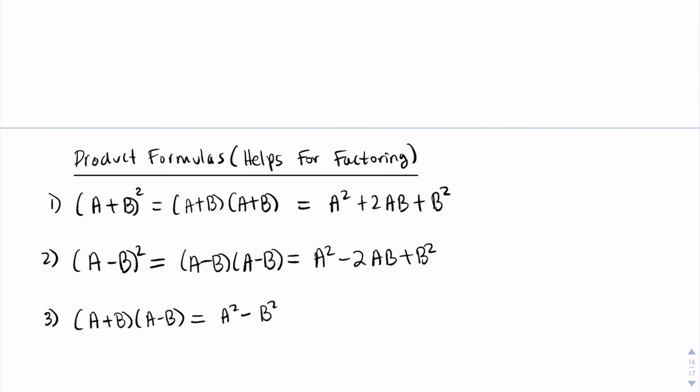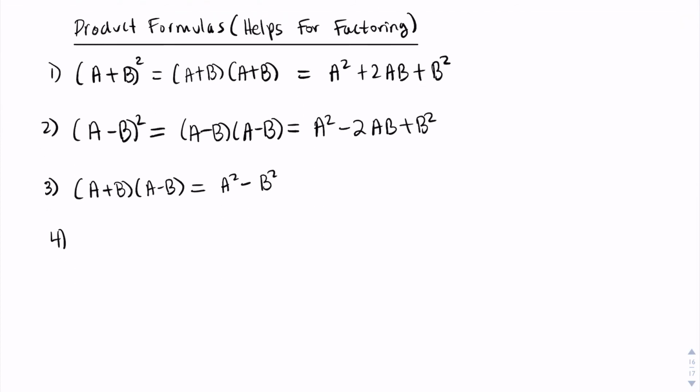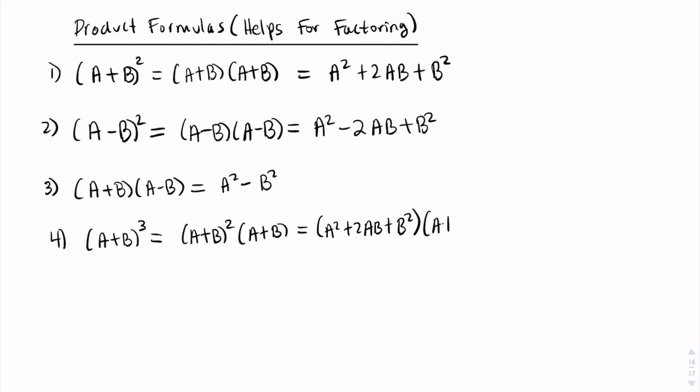And number 4, and this is when things start to get a little bit longer. What will happen if you do a plus b to the third power? So this is nothing more than a plus b squared times a plus b, right? So a plus b squared is nothing more than what we had over there, a squared plus 2ab plus b squared, times a plus b.